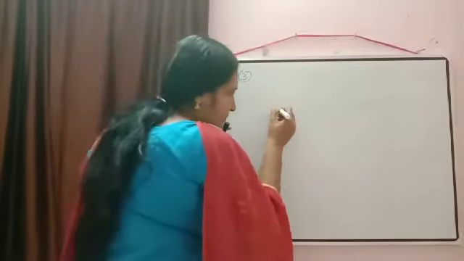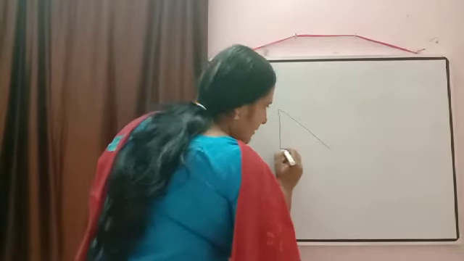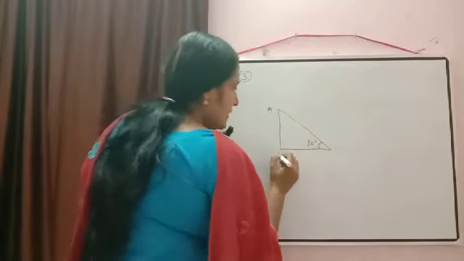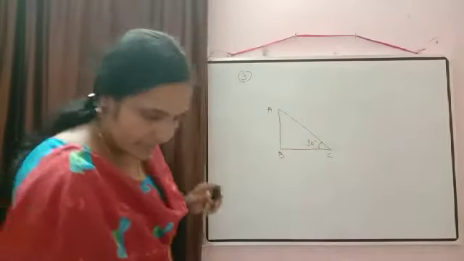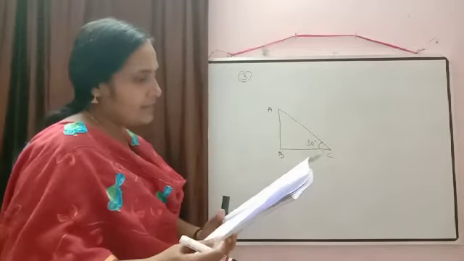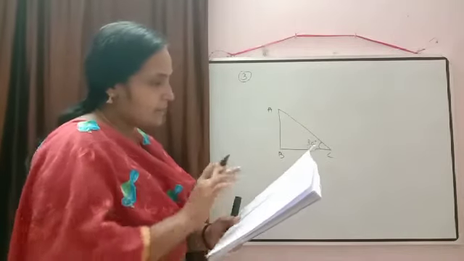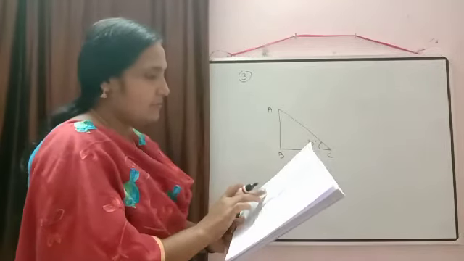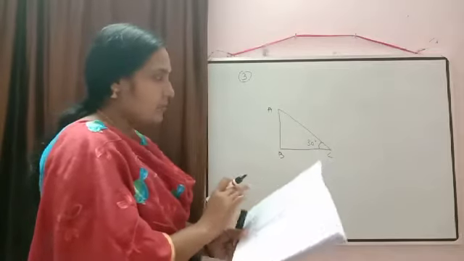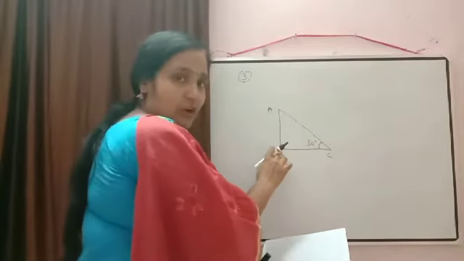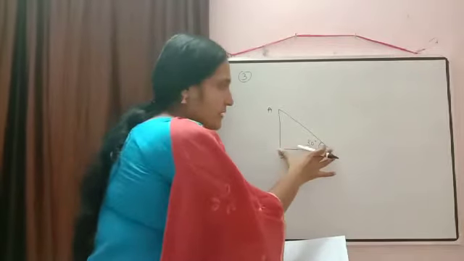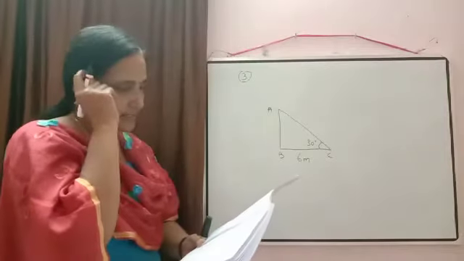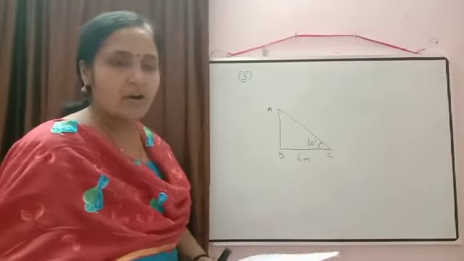The top of the tree touches the ground at an angle of 30 degree. It is given there. 30 degree is given. So this one we can write as A, B and C there. Now what are the information given? Find the distance between the foot of the tree and the point where the top touches the ground. That distance is 6 meter. This information is given. We have to find the height of the tree.